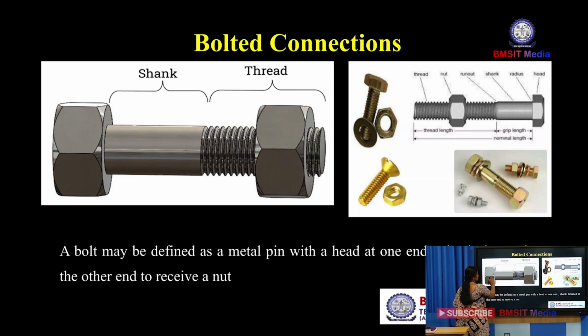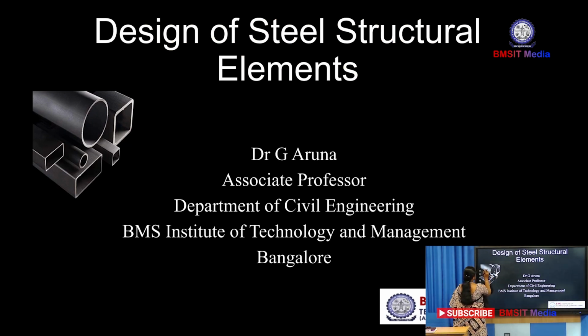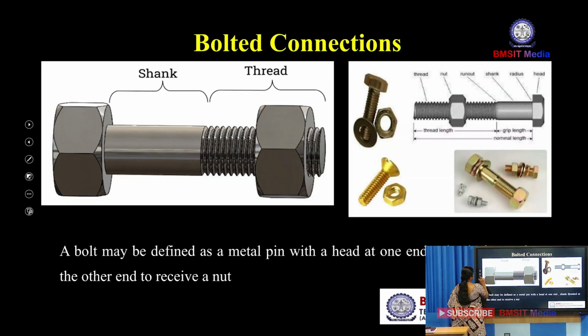So this is a bolt. In that, this part is called the head, this one is called the shank, and this one is called the threaded portion. So totally 3 parts are there. Compared to the shank area, the threaded area is very less. So this one is A, area of the shank portion.